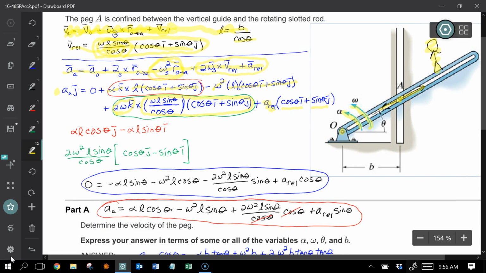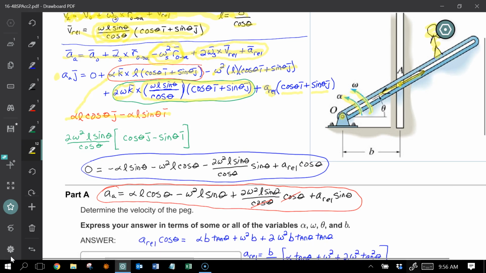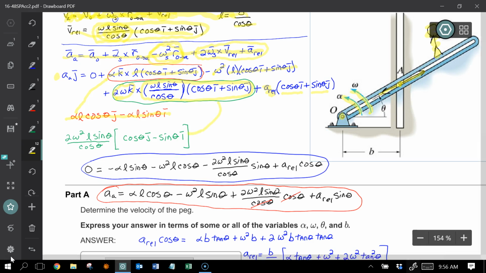Then what I did was I just took this term right here, and I'm doing the cross product. So that's the red term here. So if you do the cross product, you'll get what's in the red. Then what I circled in the green here, these are the cross products that I'm doing here. So I just did the cross products.